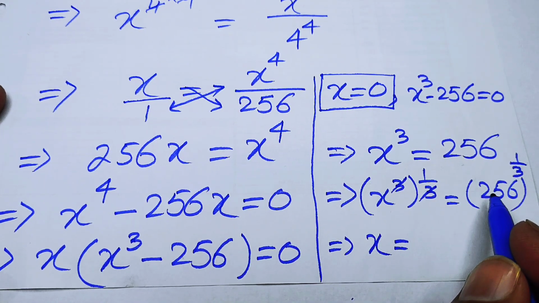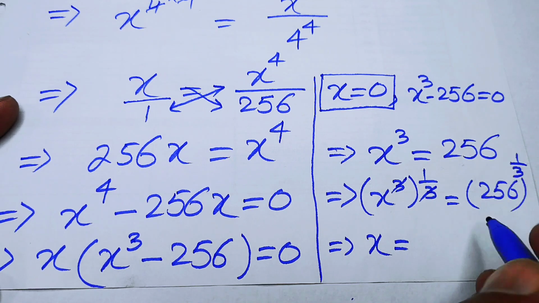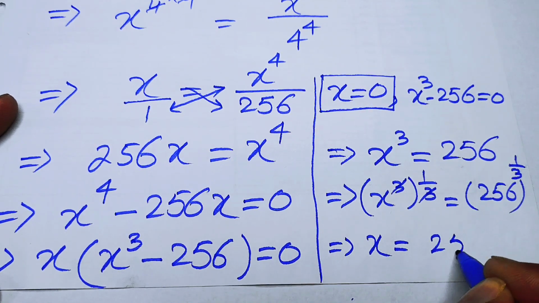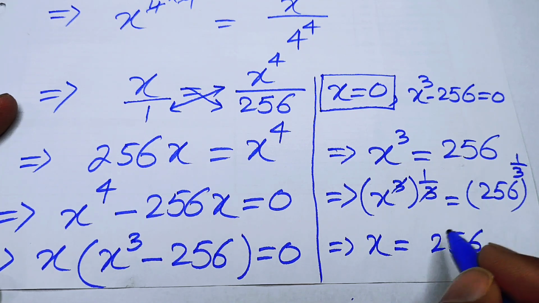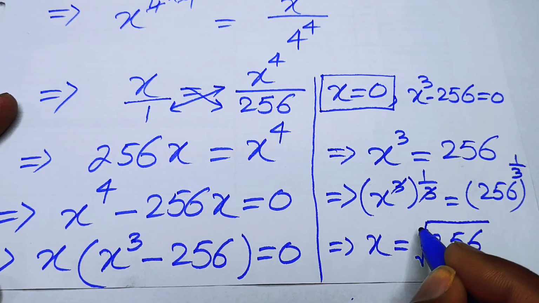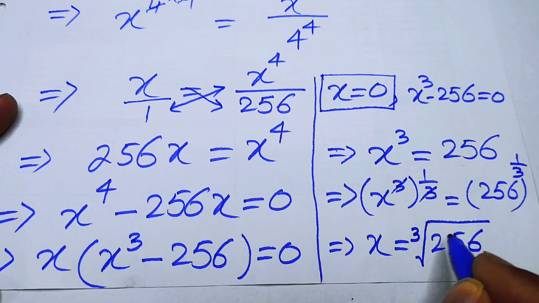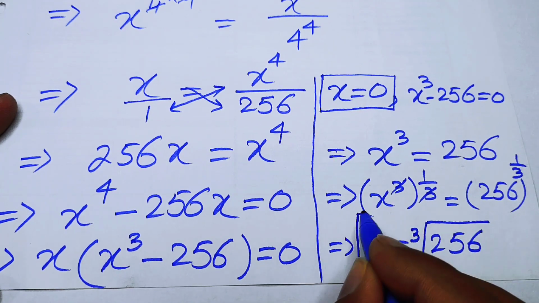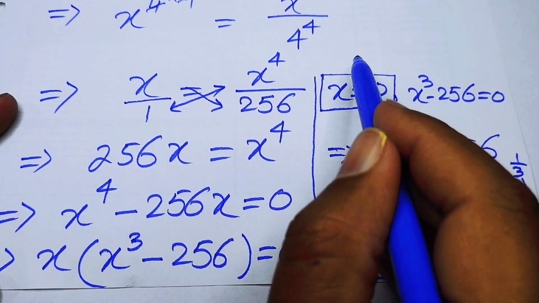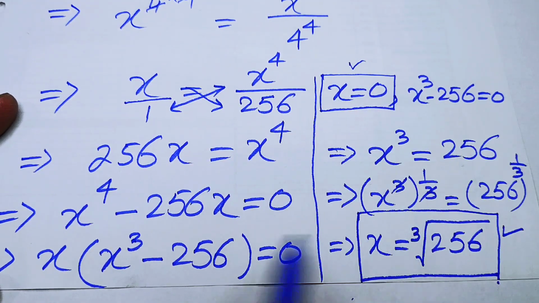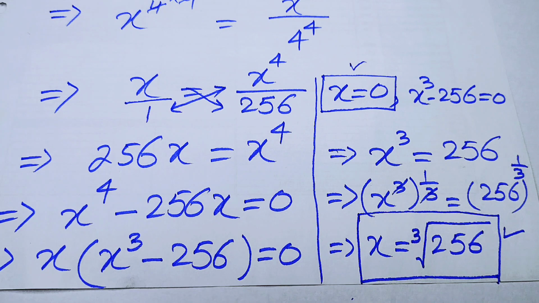Okay, so these threes are gone, and on the left hand side we get x is equal to, and on the right hand side we have 256 to the power of 1 over 3, and we can write it in the radical form. So it will become the cube root of 256. So this is the other root of the given equation. So these are the two roots or two solutions of the given nice radical problem.